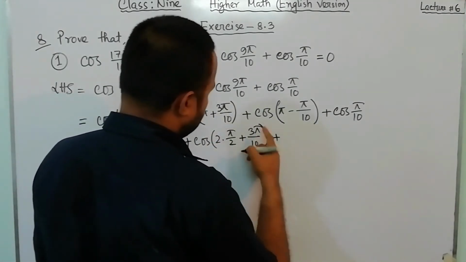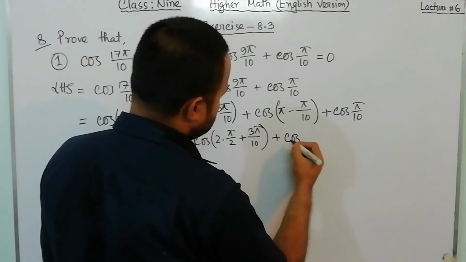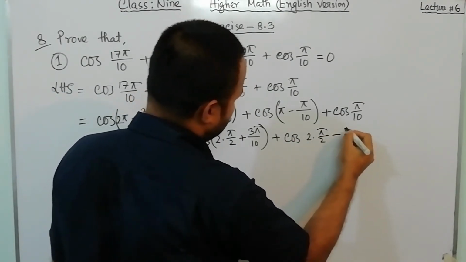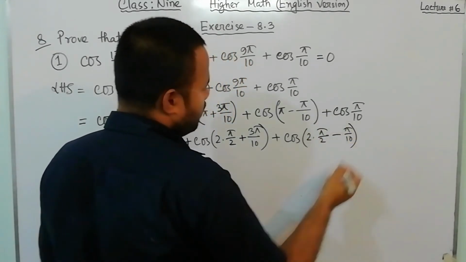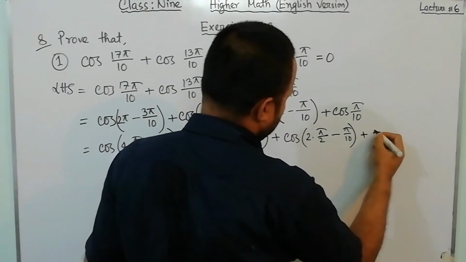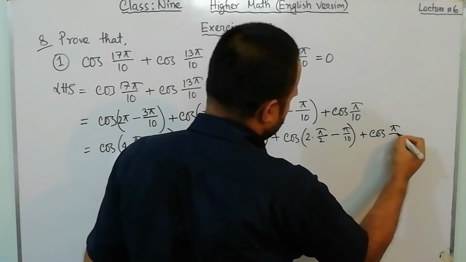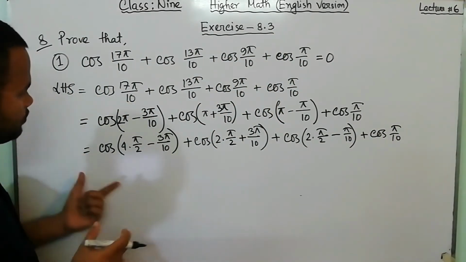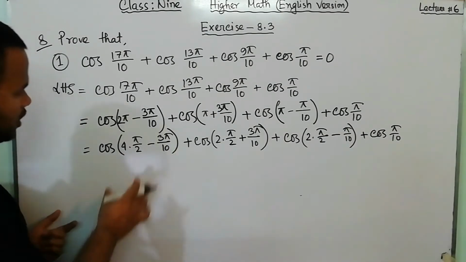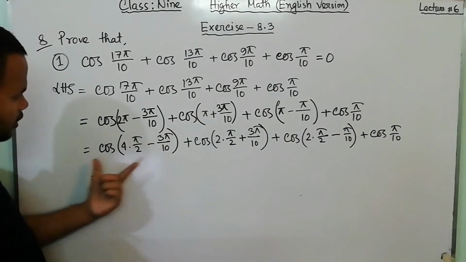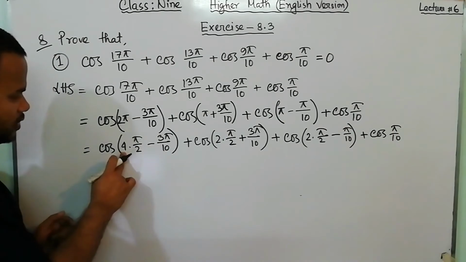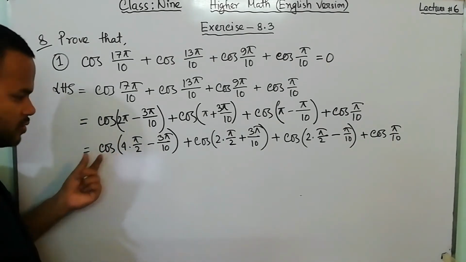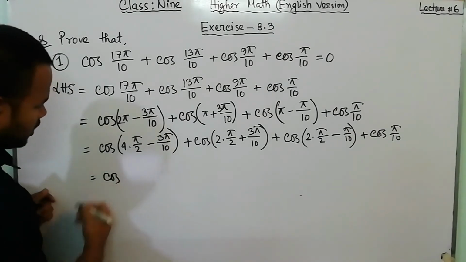Here we can write as cos(2π/2 − π/10). Here the term will remain the same, cos π/10. Okay, now calculate this for this term. Here the number 4 is even, so the term will not change, that is, cos will remain cos.